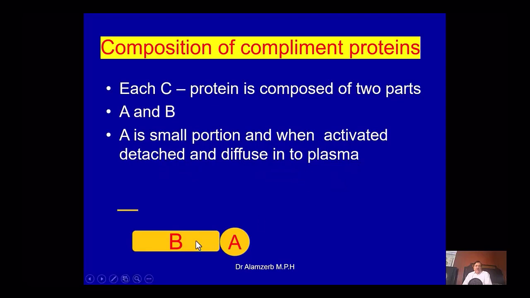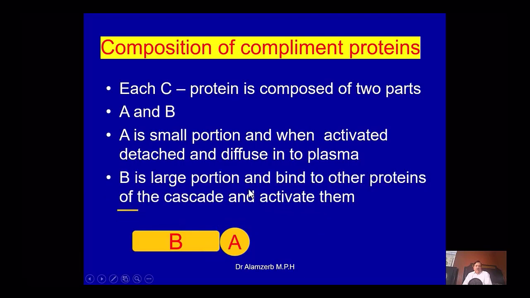When this complement protein is activated, the small portion, the A portion, is detached from the B and diffuses into the plasma. B is the large portion and binds to other proteins in the cascade and activates them. This is the activated part of the complement protein and takes part in the cascade reaction of the complement system, combining with the other proteins of the complement and activating them.